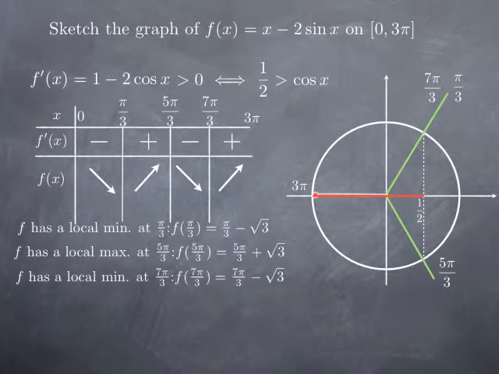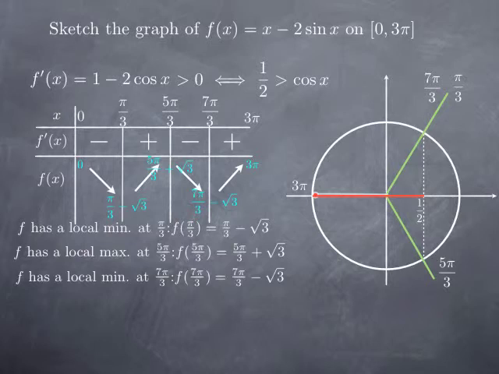To get the second coordinates, we simply plug these values into the original function. So, putting these values inside my chart, these local extrema, here's what I get. And I add to it also the values at the endpoints because we are on a closed interval. So the value of the function at 0 is 0, and at 3 pi it's 3 pi.